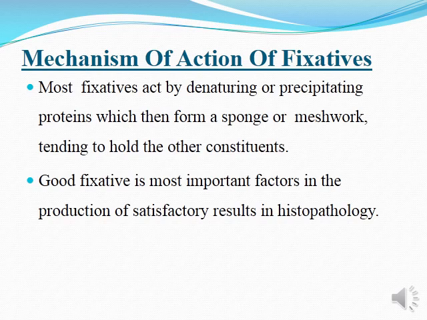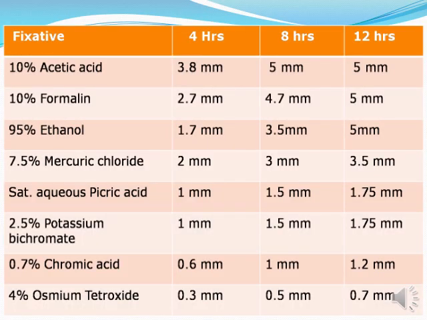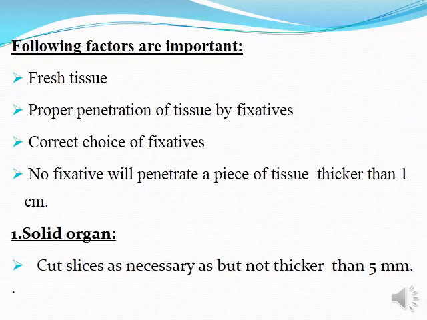Mechanism of action of fixatives. Most fixatives act by denaturing or precipitating proteins, which then form a sponge or meshwork, tending to hold the other constituents. The fixative is an important factor in the production of satisfactory results in histology. The following factors are also important: fresh tissue, proper penetration of tissue by fixative, correct choice of fixative, and no fixative will penetrate a piece of tissue thicker than 1 centimeter.